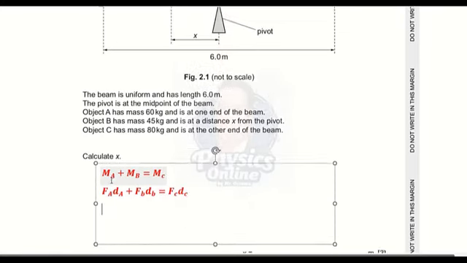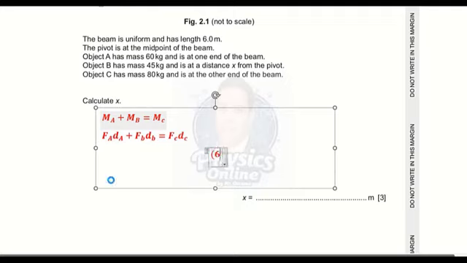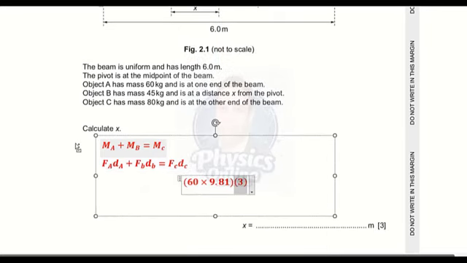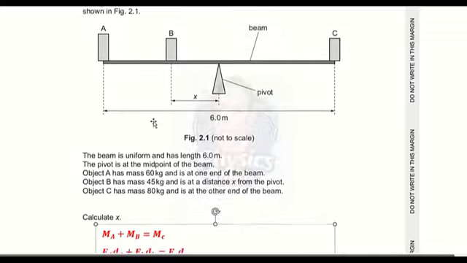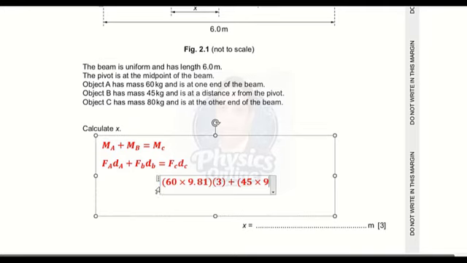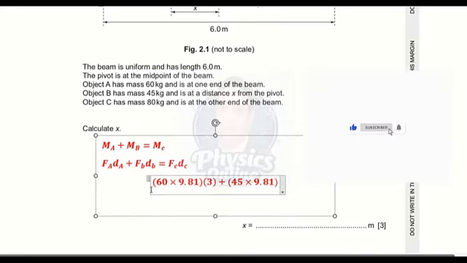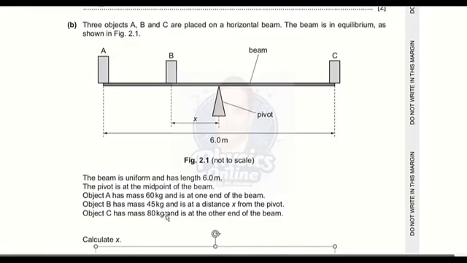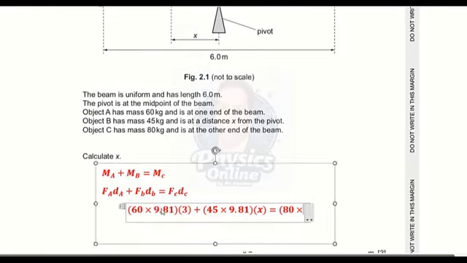The force of A is the mass times gravity, 60 times 9.81, times the distance, which is half of 6, equals 3, plus the moment of B. The mass of B, as you see here, is 45, times 9.81, times the distance, which is x, equals the force of C. The mass of C is 80, times 9.81, times distance, also 3 here, half of the rod.